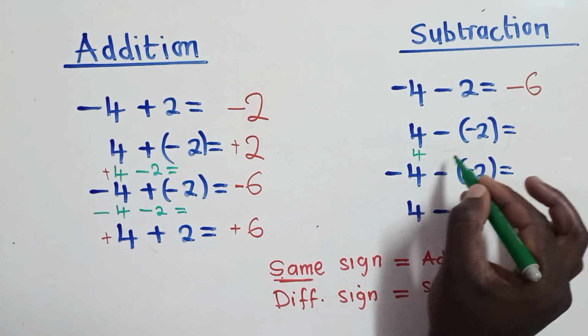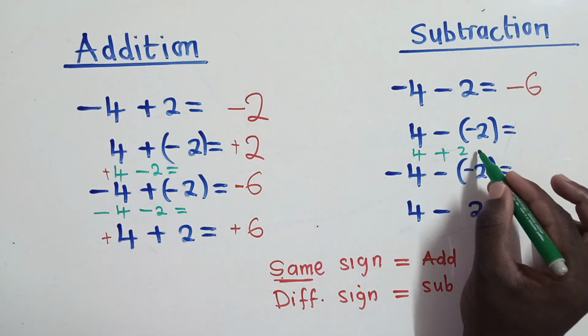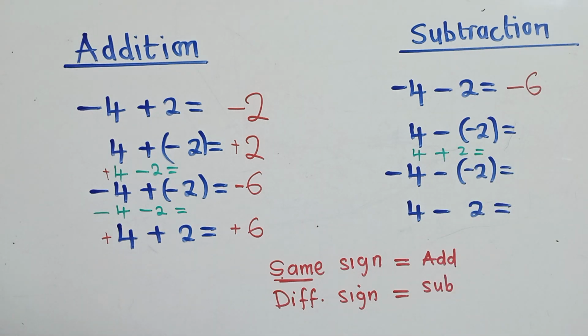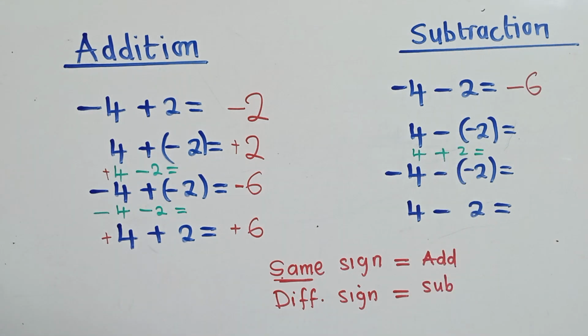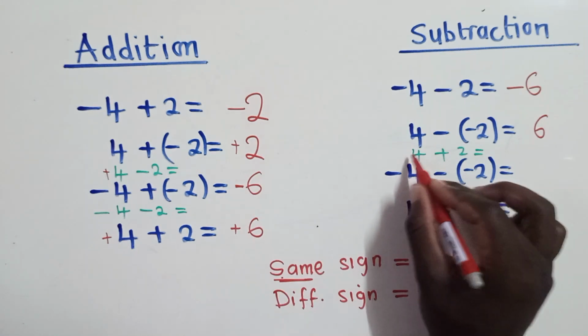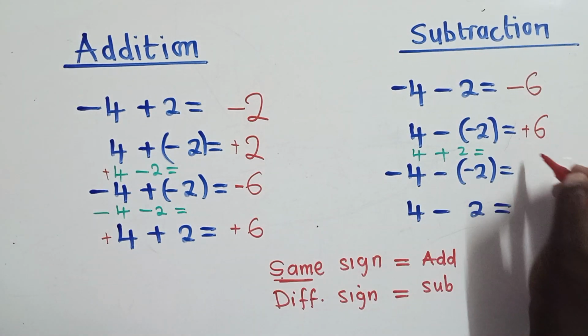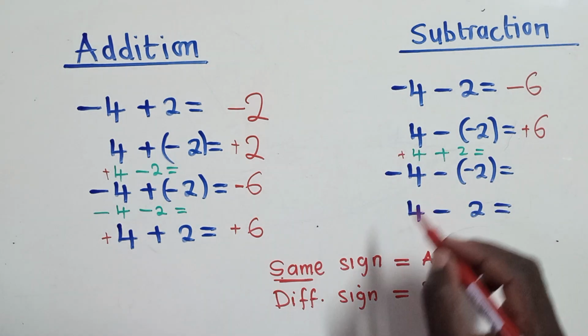It will be 4 plus 2, which is equal to, remember the multiplication rule, multiplying same signs, you get a positive answer. So here it will be a 6, because it will be 4 plus 2, which is a 6, and we get a positive sign because here it's positive and here it's positive.